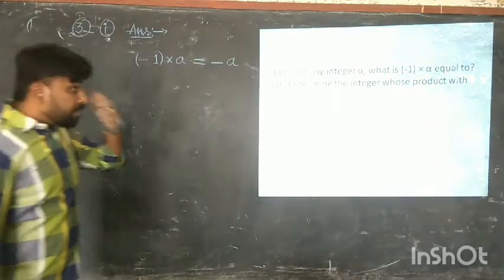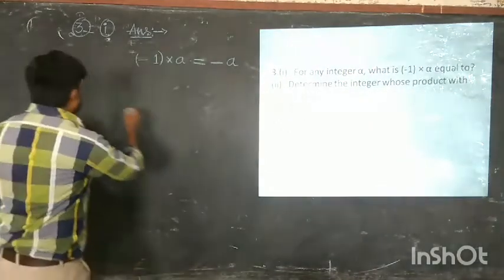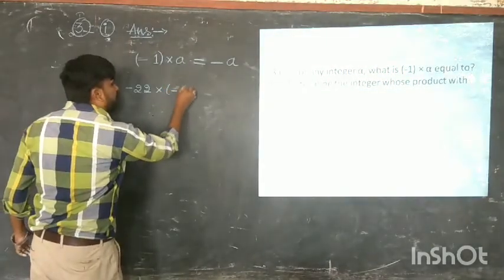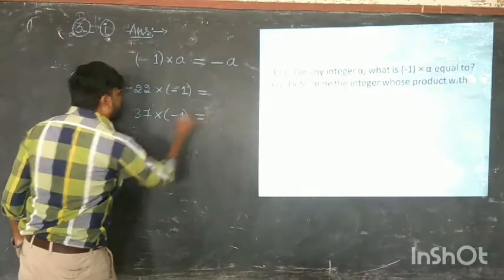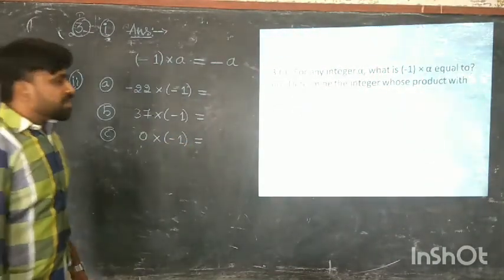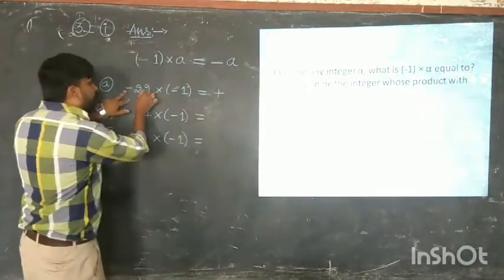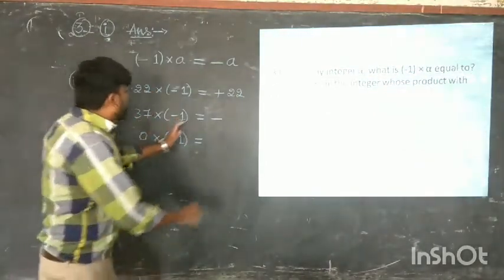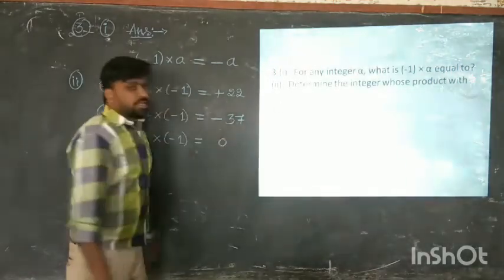Next, second main. Third main, second one. Determine the integer whose product with minus 1. There are three problems. Clear? That is A, minus 22 into which number we have to multiply? Into minus 1. Then what is the answer? Then B, 37 into minus 1. Then C, 0 into minus 1. Three problems given. A, B, C, all three problems are multiplied with minus 1. See, minus into minus, plus, 22 ones are 22. Finish. Next, plus into minus, minus, 37 ones are 37. Next, any number we multiply with 0, answer is 0.